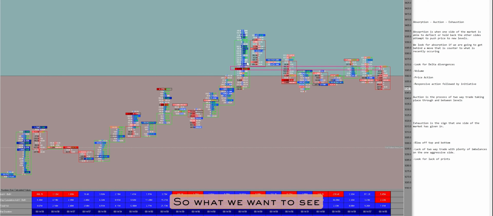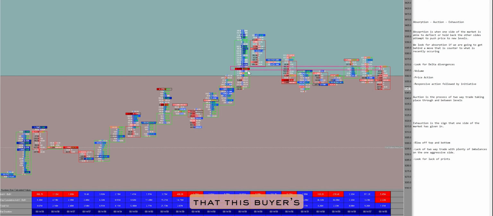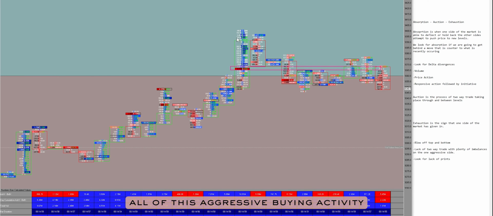So what we want to see ultimately is that this is held. Okay, so we're going to get into this in our further setup videos, but you would want to see that ultimately this is held, that this buyer is still willing to bid this level up. Instead, the following candle completely loses all of this aggressive buying activity. Whether or not this was liquidations or new orders to open, they're in trouble when you're below them.